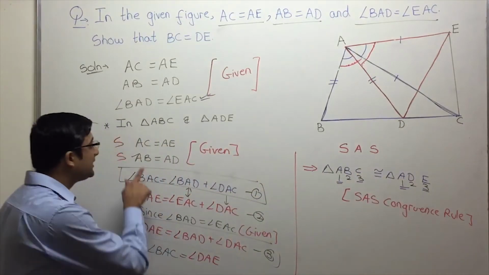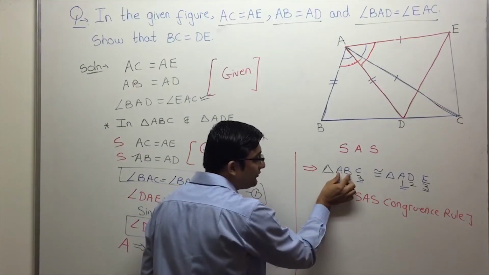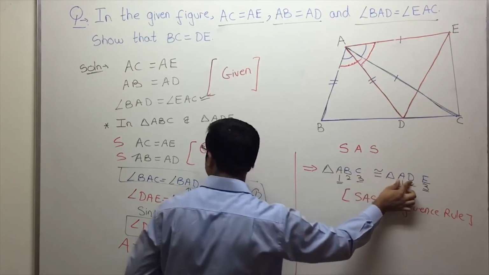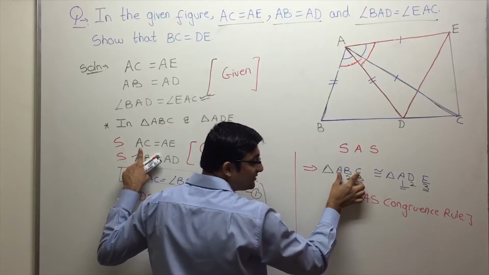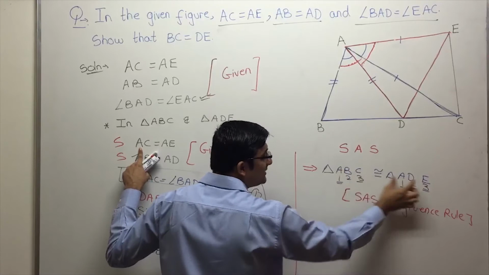How do we check? Get the side corresponding to AB. What is AB over here? First two letters. So first two letters will correspond to first two letters. So from this statement I'm getting AB is equal to AD. Check. Next, get the side corresponding to AC. AC is first and third letter here. It will correspond to first and third letter here, AE. So from here I'm getting AC is equal to AE.